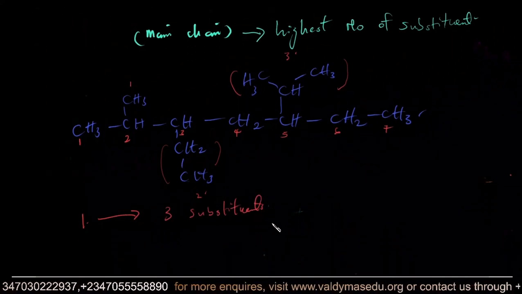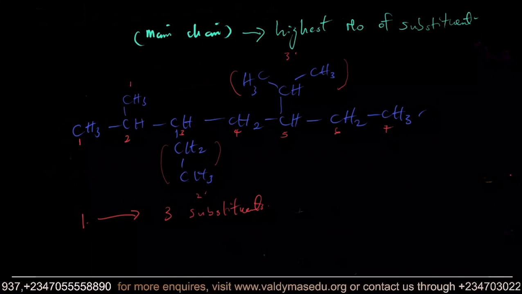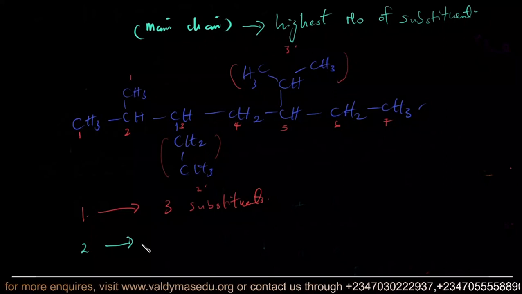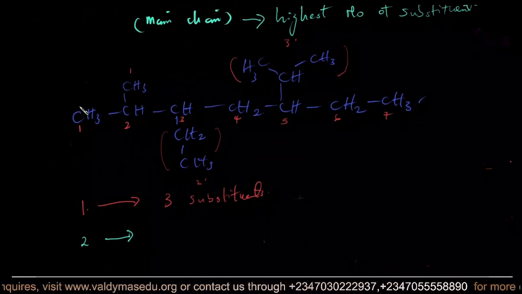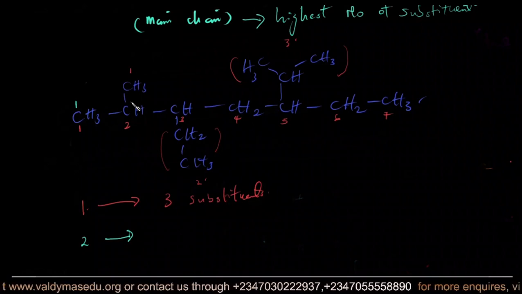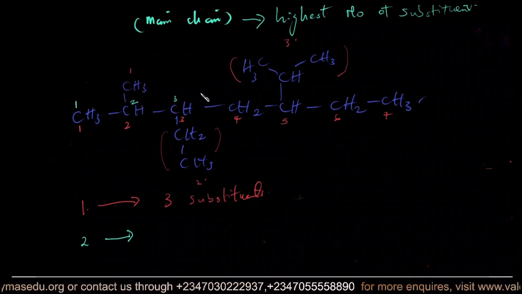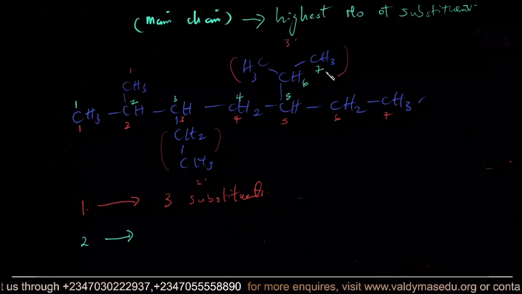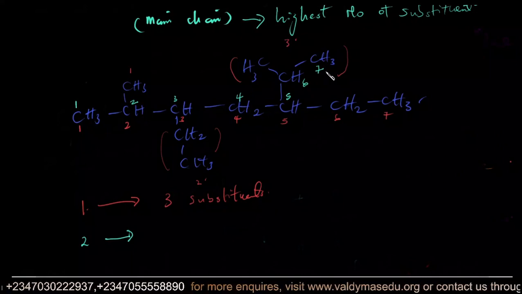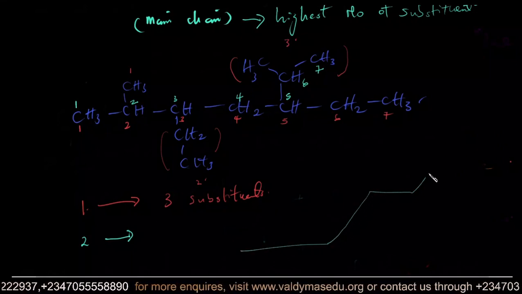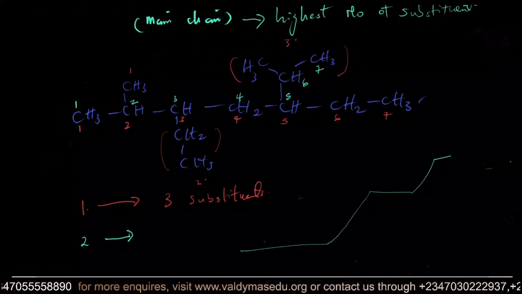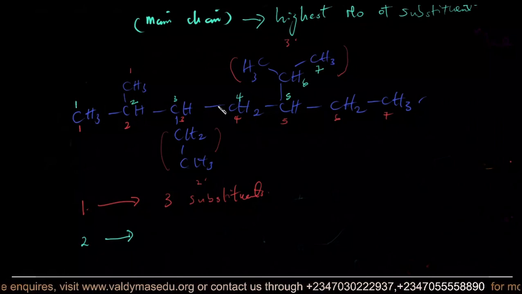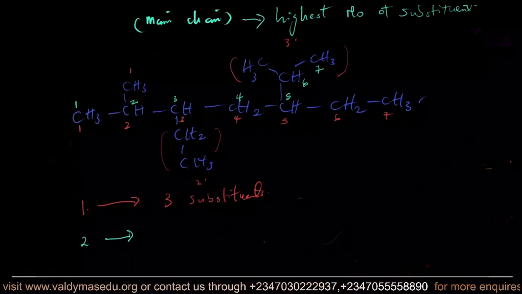Now let's take another route and see if we can have more than 3 substituents on it. That will be our number 2 chain. For the second one, we are going to move in this direction: 1, 2, 3, 4, 5, 6, 7. Don't forget, like I said earlier, your chain can continue in this format, so don't be confused with the structure. Now for this main chain in this direction, how many substituents do we have on it?